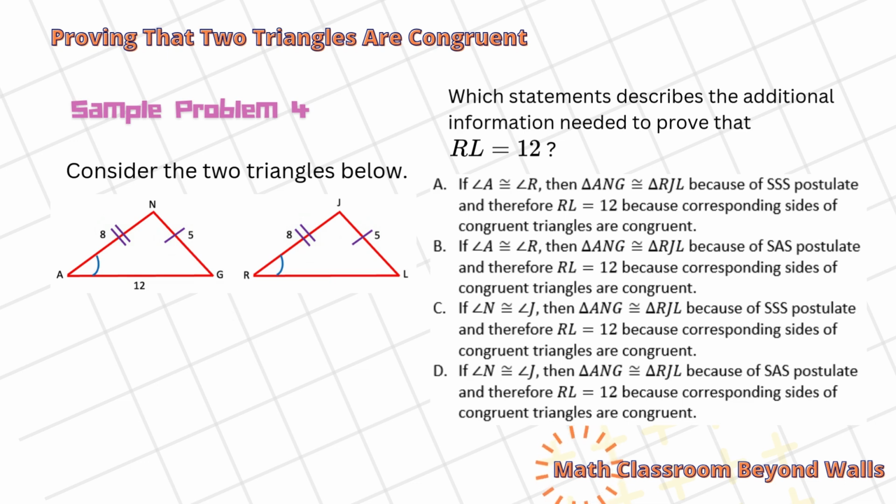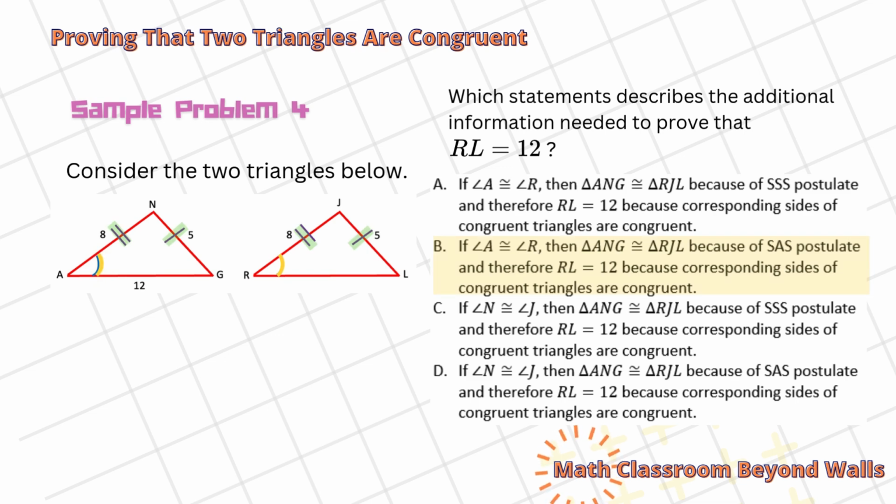Let us move on to the next option, option B. If angle A is congruent to angle R, then triangle ANG is congruent to triangle RJL because of SAS postulate, and therefore RL equals 12 because corresponding sides of congruent triangles are congruent. Okay, so we have the same added information as that of option A.